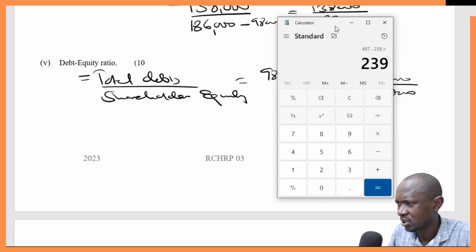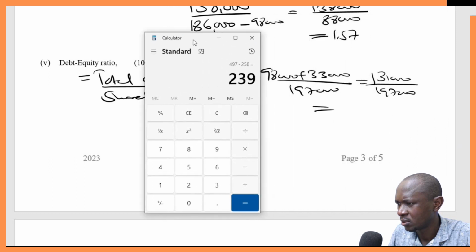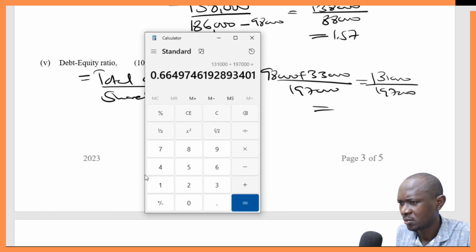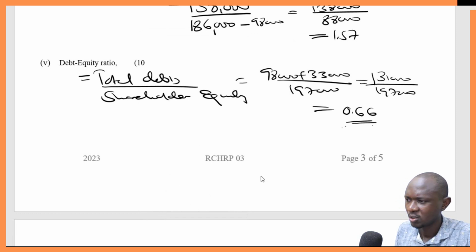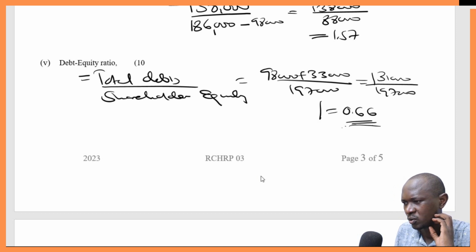So this will be 131,000 divided by 197,000. That gives us 0.66. So that becomes our answer. It's a ratio, so you can just say 1 to 0.66.